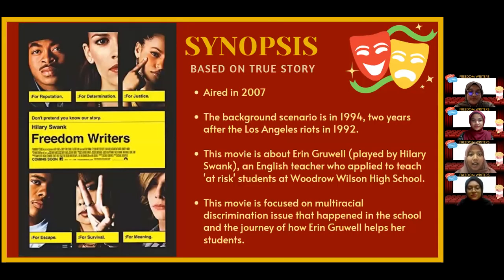Freedom Writers aired in 2007. The background scenario is in 1994, 2 years after the Los Angeles riots in 1992. This movie is about Erin Gruwell, played by Hilary Swank, an English teacher who applied to teach at-risk students at Woodrow Wilson High School. This movie focuses on the multiracial discrimination issue that happened in the school and the journey of how Erin Gruwell helps her students. There are 4 topics that we can relate through this movie, which are perception, motivation, power and leadership, and organizational change.